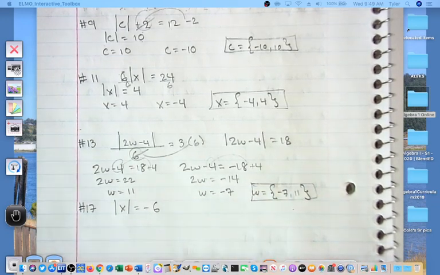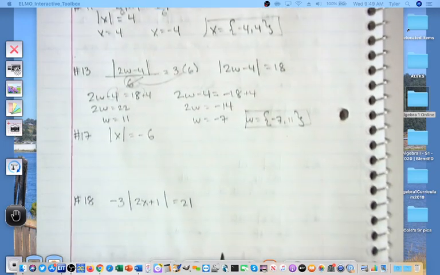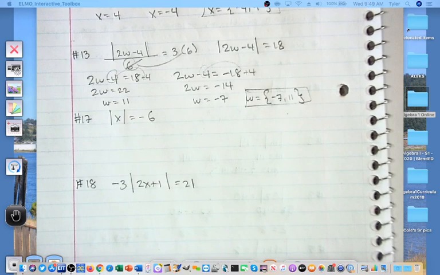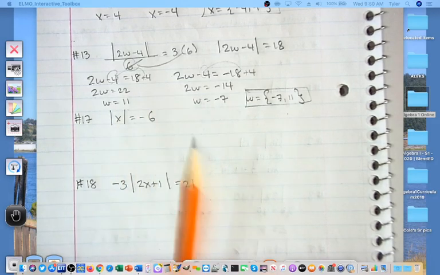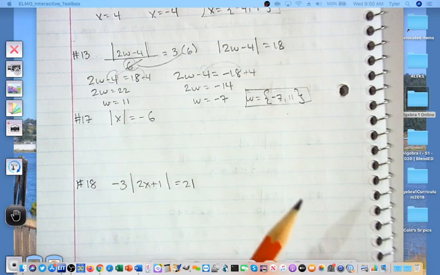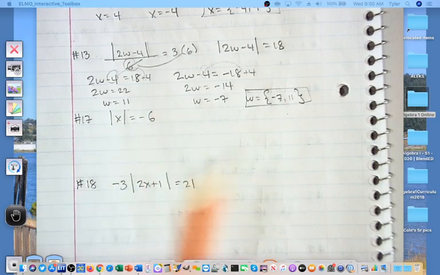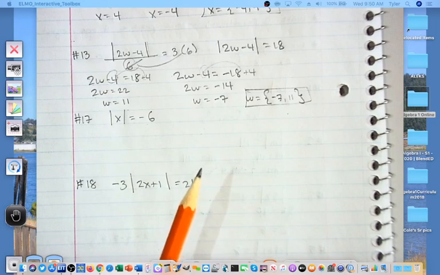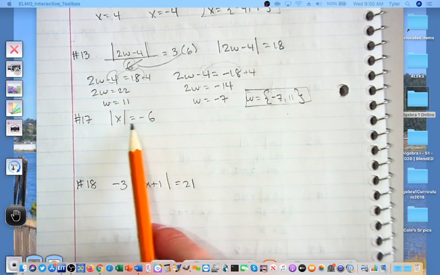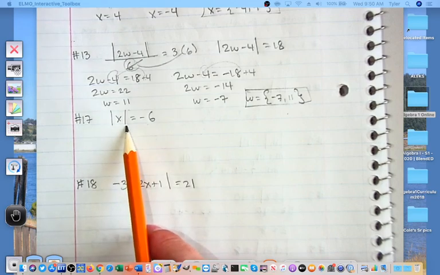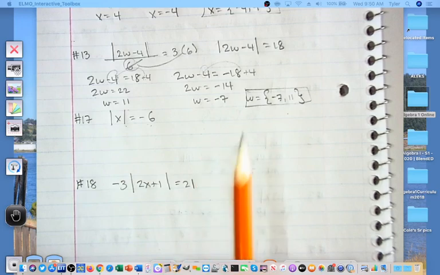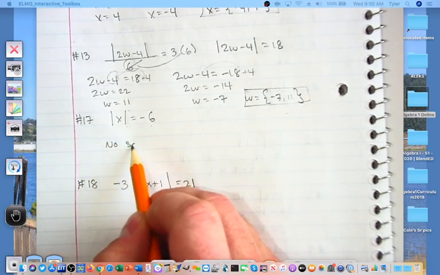Now there are two scenarios here that I want you guys to see that you might run into. Problem 17 and problem 18 actually have the same issue, but it's a little bit more obvious in problem 17. First I look, my absolute value is isolated, that's great. But as I go to write my positive and negative equations, I notice that it's claiming that the absolute value of x is equal to negative 6. Now that should not be possible. Absolute values always produce positive numbers. Therefore, if you run into a situation where you've isolated the absolute value and it's set equal to a negative number, this is an example where you can jump to no solution.